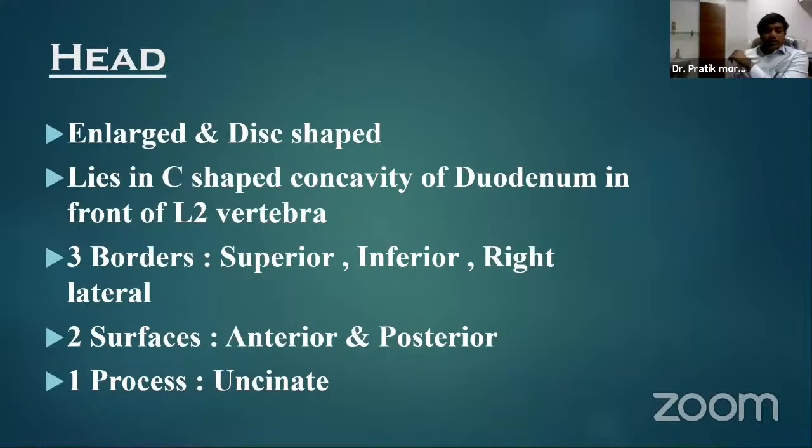So let's go one by one in this sentence. It lies in the C-shaped concavity, that is, the C-shaped concavity of the duodenum. We all know the duodenum is the first part of the small intestine. It is the most fixed part of the small intestine, and its shape is C-shaped. There are the first, second, third, and fourth parts.